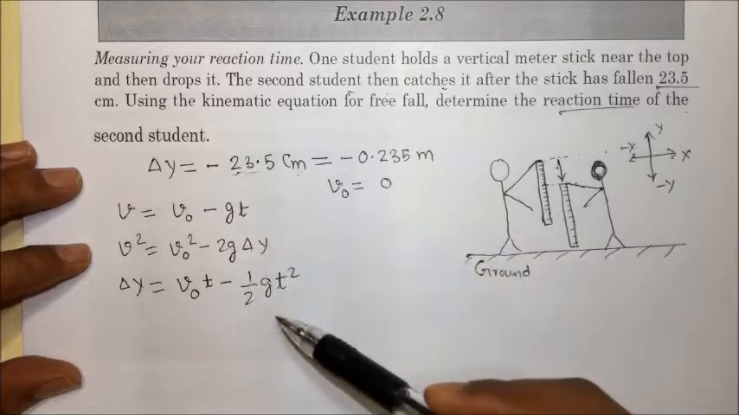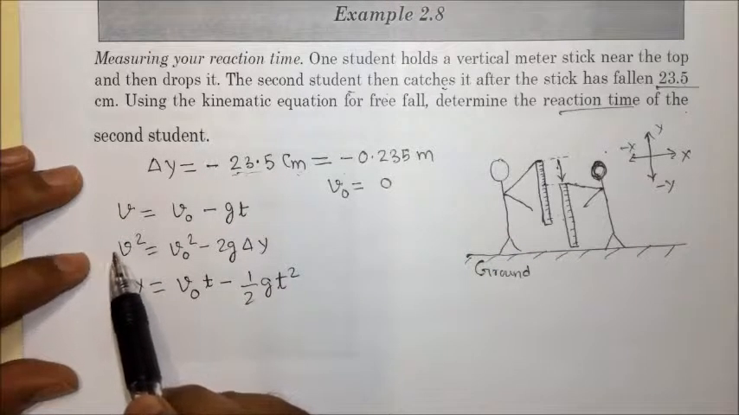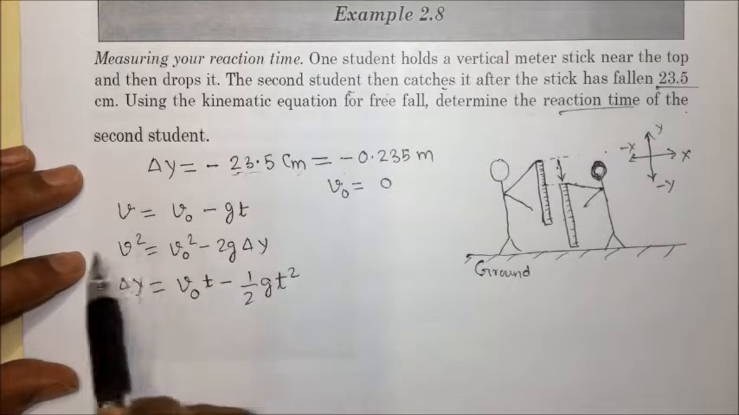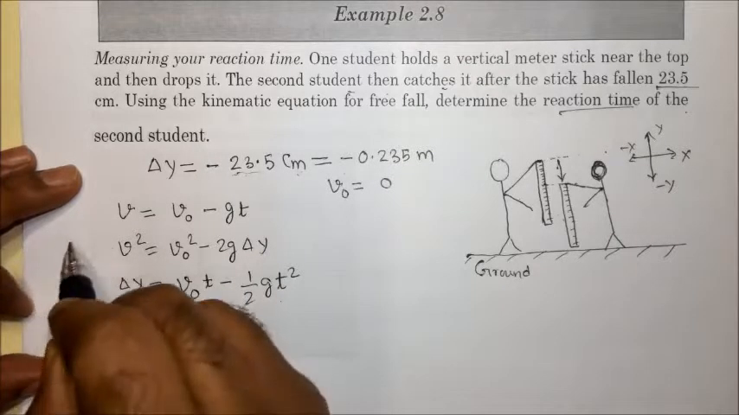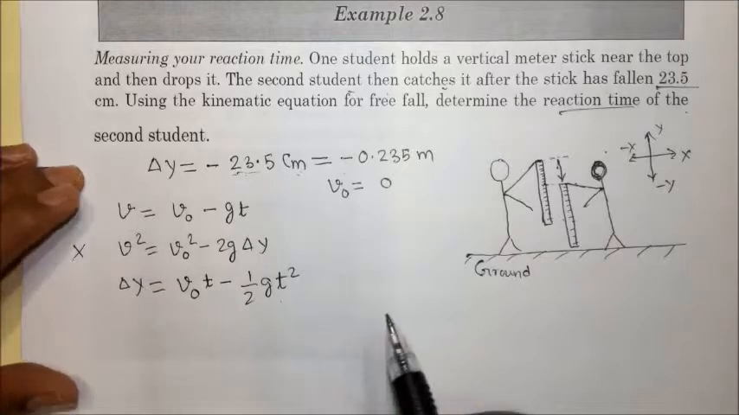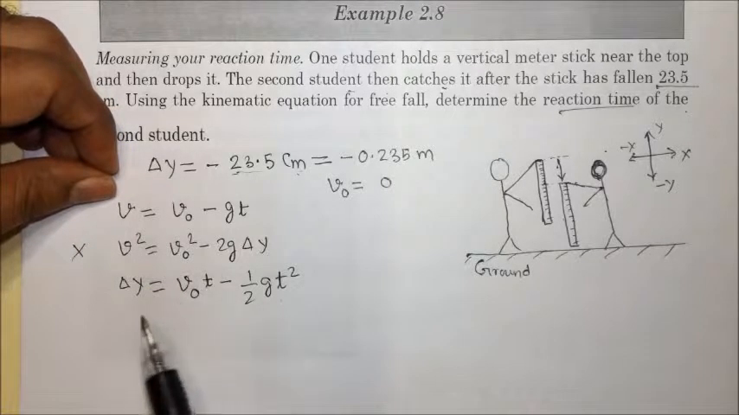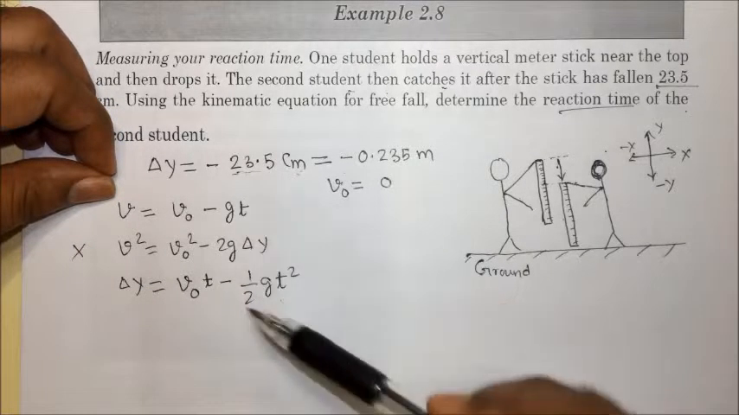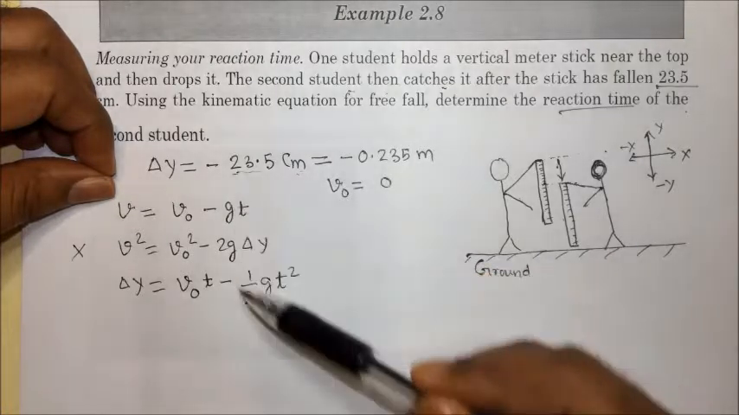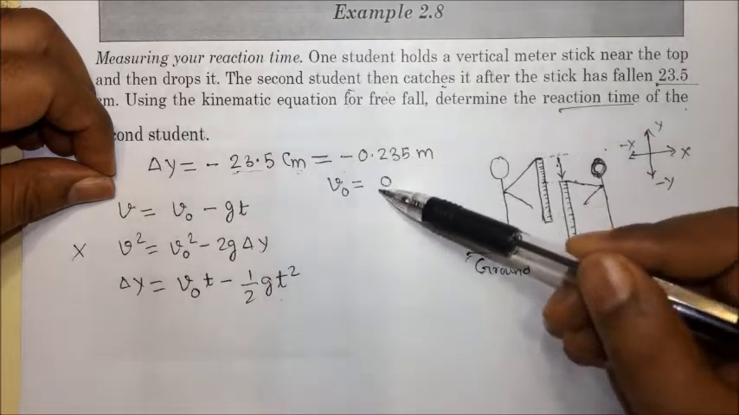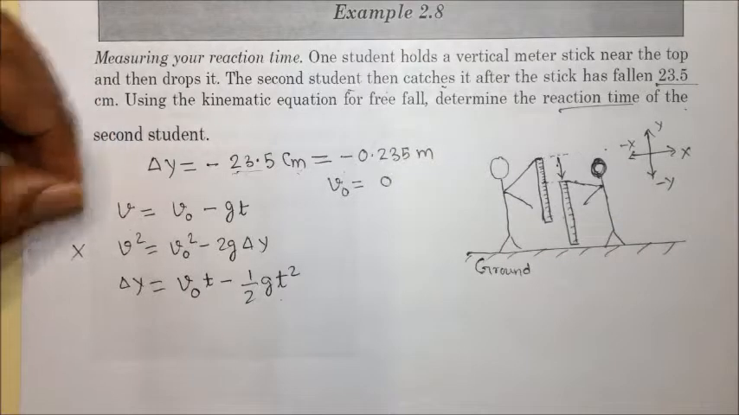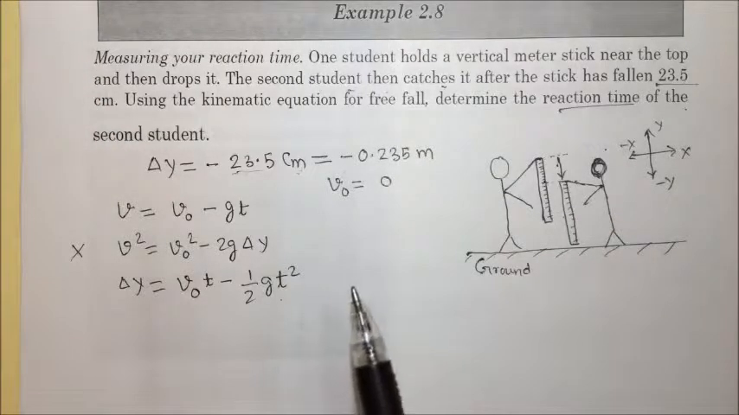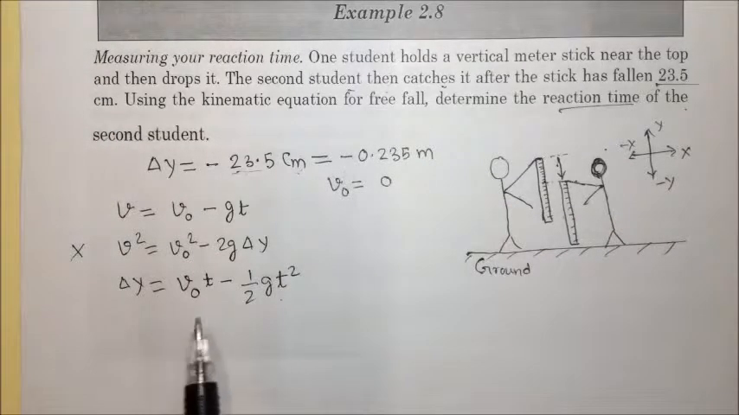This equation has time, this equation has time. This equation has no time. If you see, there is no time in here. So we are not using this one. Now out of these two we have to make a correct choice based on the information we have. So let's see which one is the correct one.